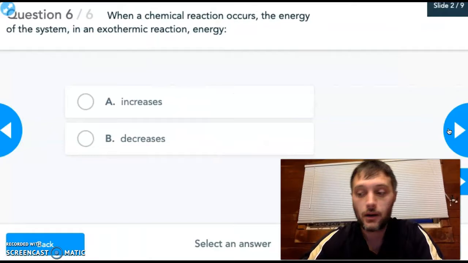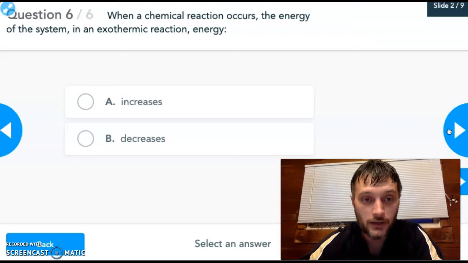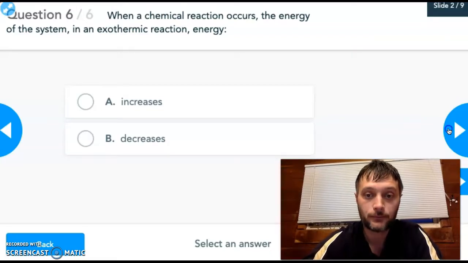Number six, when a chemical reaction occurs, in an exothermic reaction, the energy in the system decreases because we've lost energy.